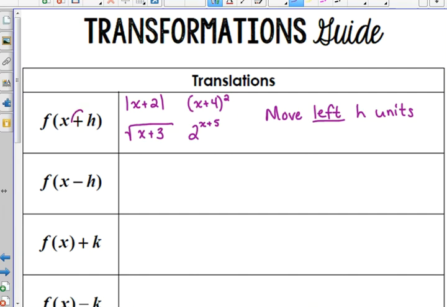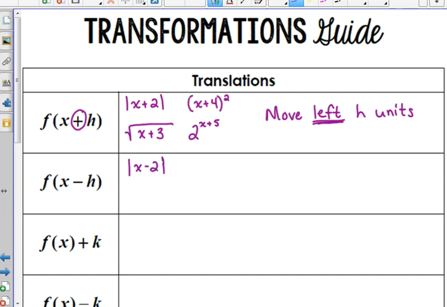However much h is, it's going to move left. So when that's a plus, we're moving left. So the opposite of what we would expect, right? Positive, we associate that with the right, but this moves to the left. Similarly, I'm not going to do as many examples because it's the same thing. We're just changing the sign.